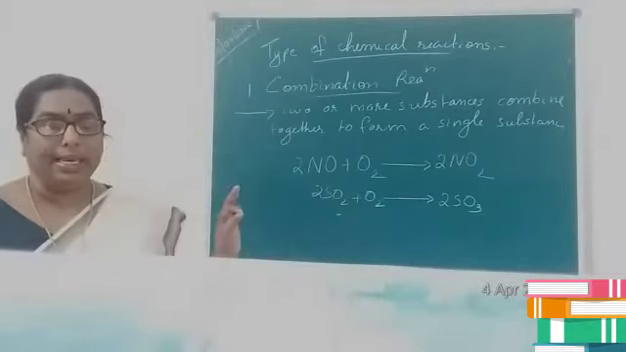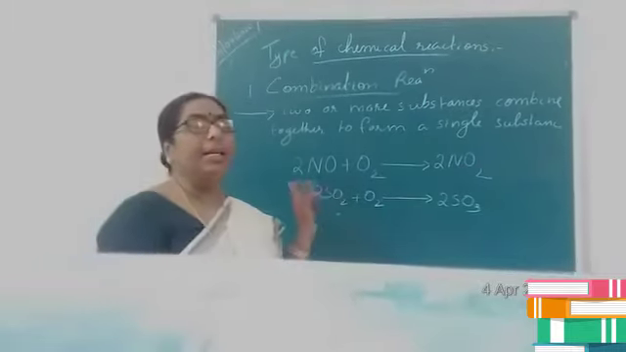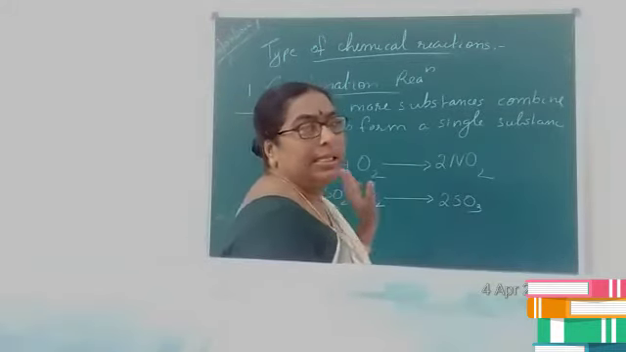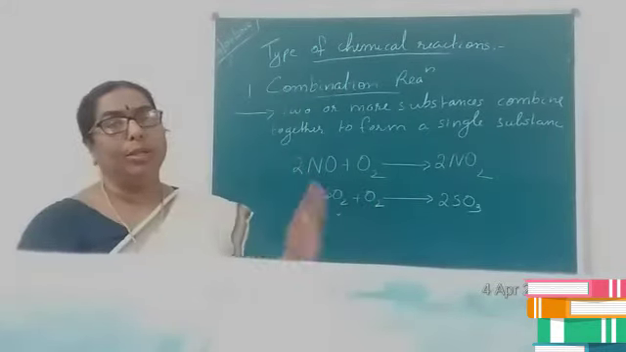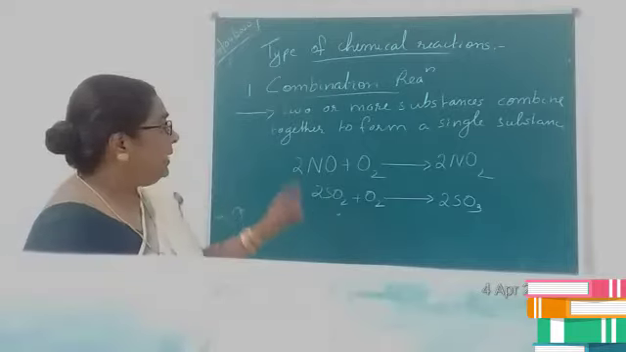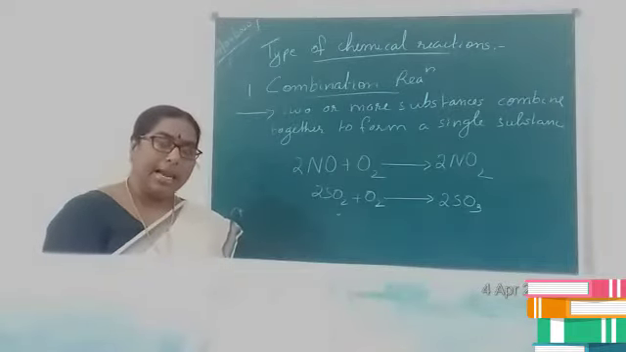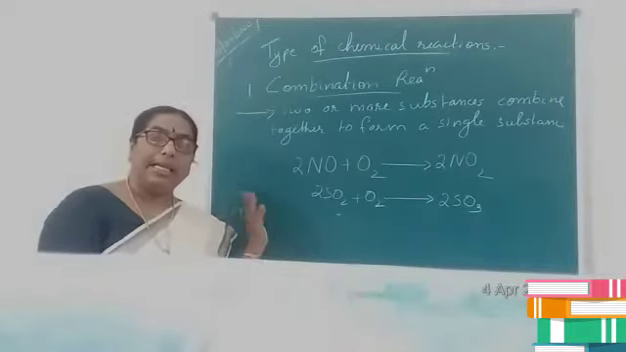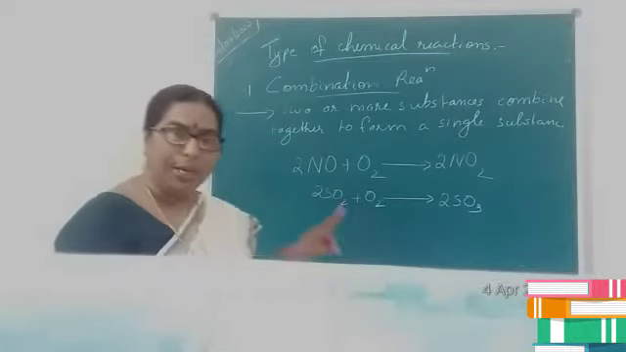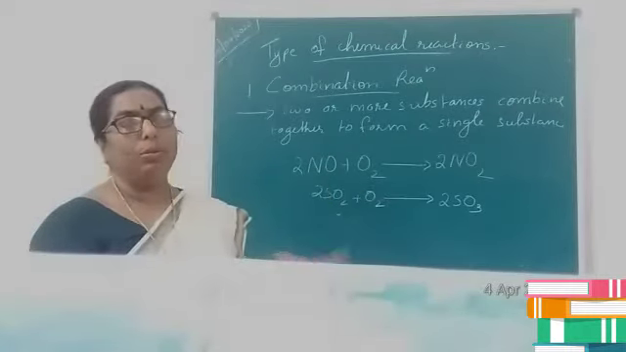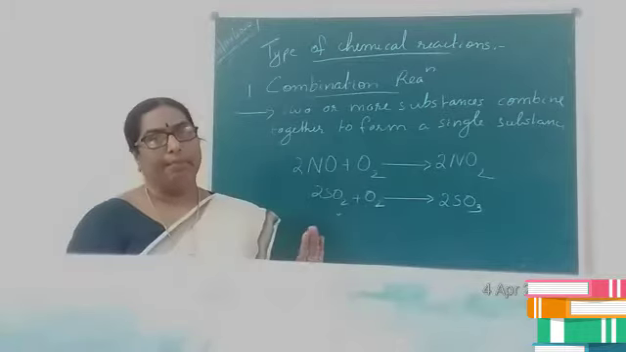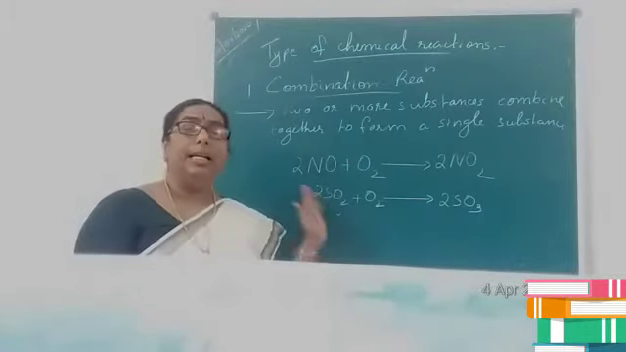What is combination reaction? The type of reaction where two or more substances combine together to form a single substance is termed as combination reaction. So we have seen that the reaction can be between two elements, or between two compounds, or between an element and a compound, and results in a single substance.